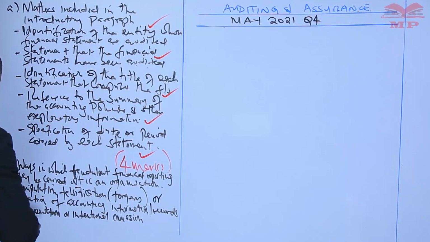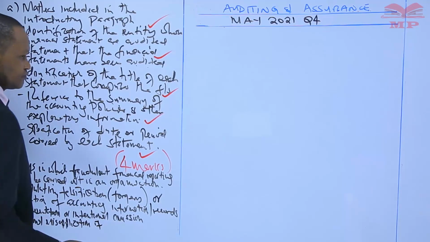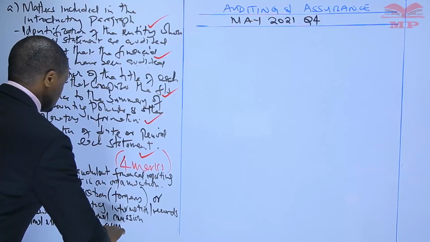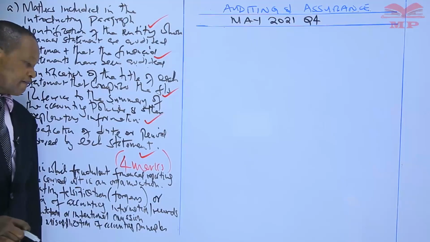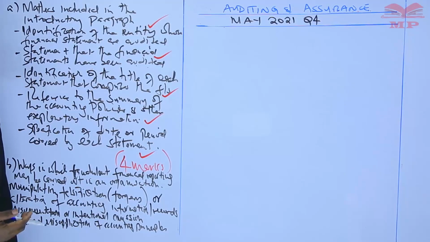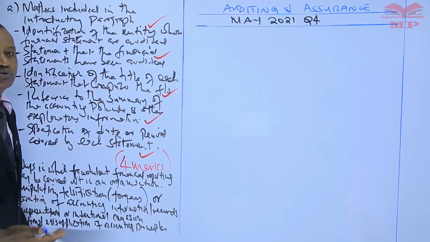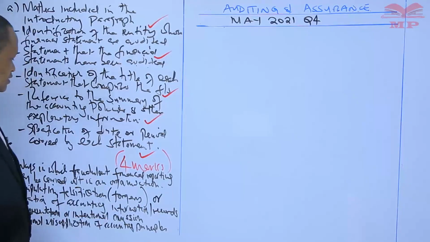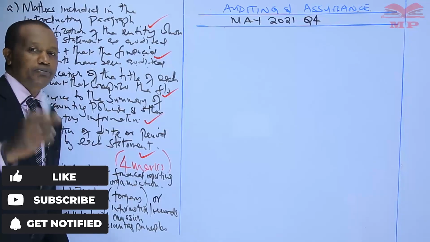Intentional misapplication of accounting principles. Intentional misapplication of accounting principles relating to amounts, relating to classification, relating to the manner of presentation or relating to disclosure. That can amount to fraudulent financial reporting.